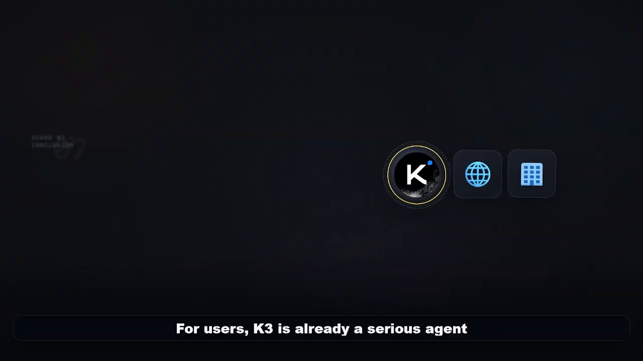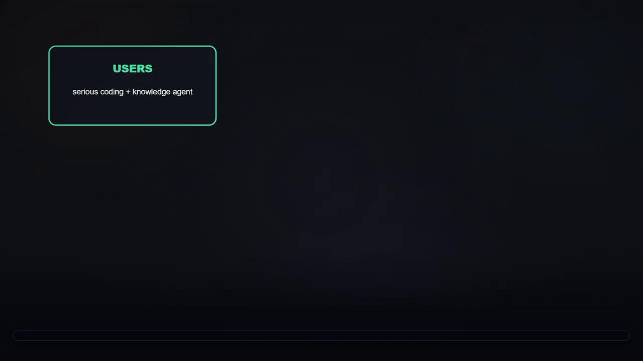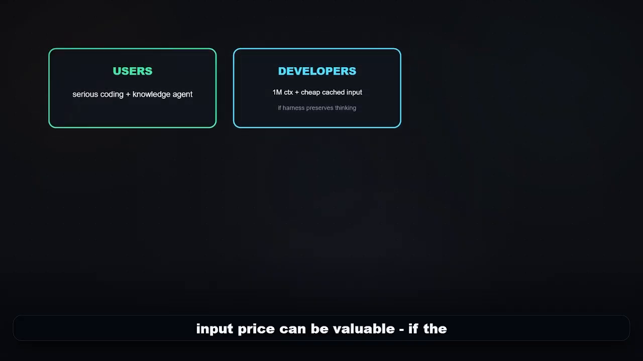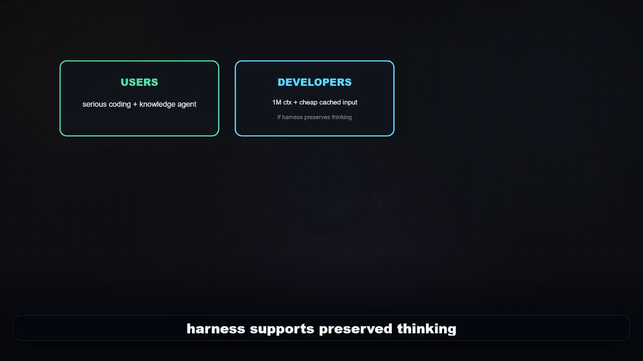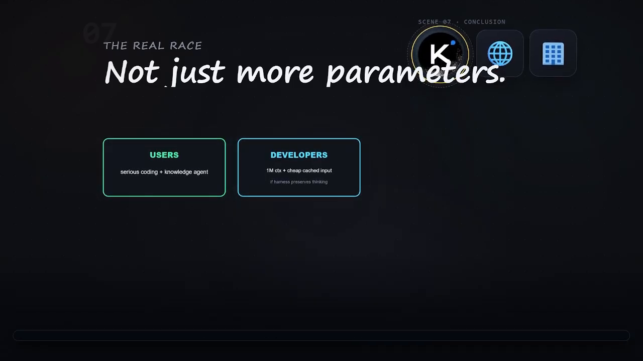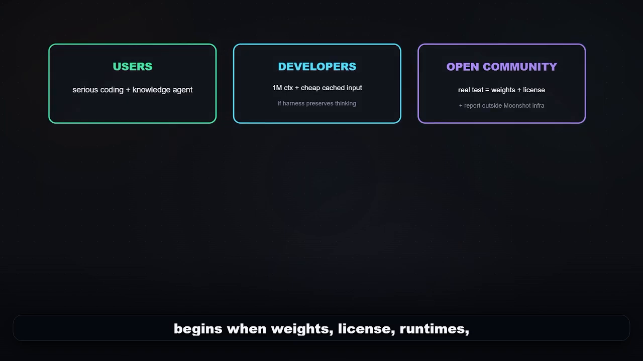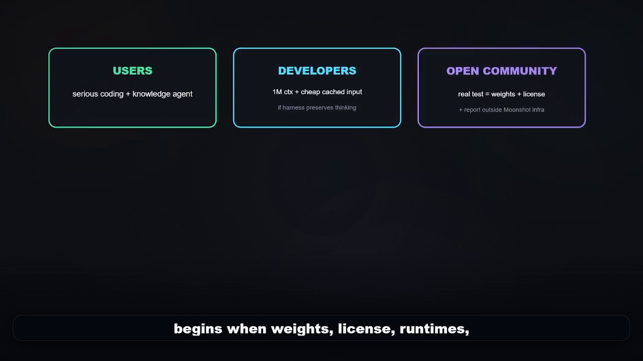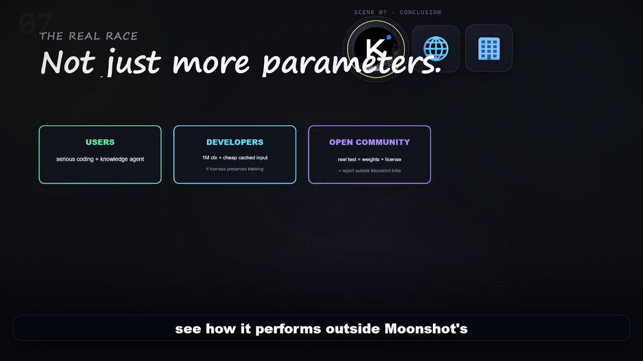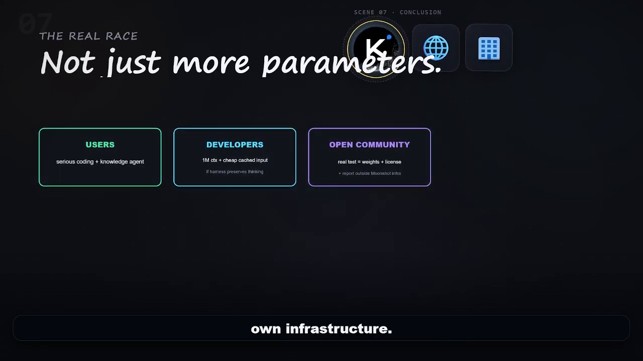For users, K3 is already a serious agent for coding and knowledge work. For developers, the 1 million token context and low cached input price could be valuable, as long as the agent harness correctly supports preserved thinking and caching. And for the open model community, the real test begins when the weights, license, runtimes, and complete technical report become available, and we can finally see how well this architecture performs outside Moonshot's own infrastructure.